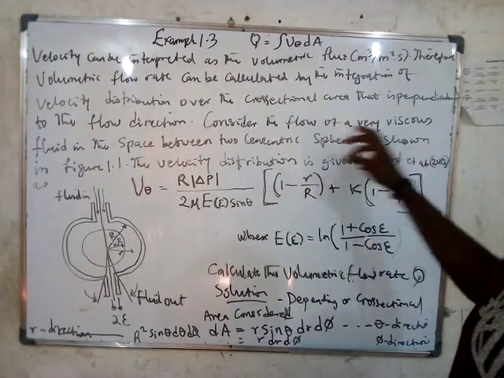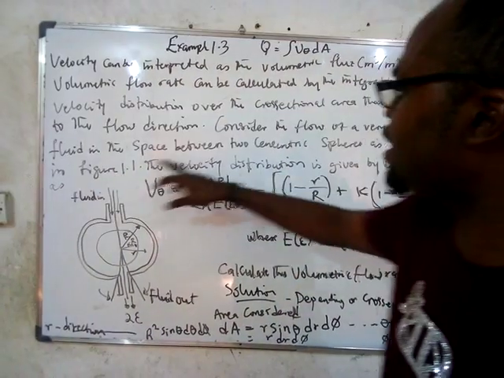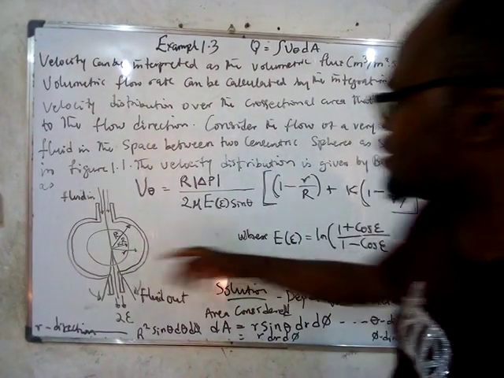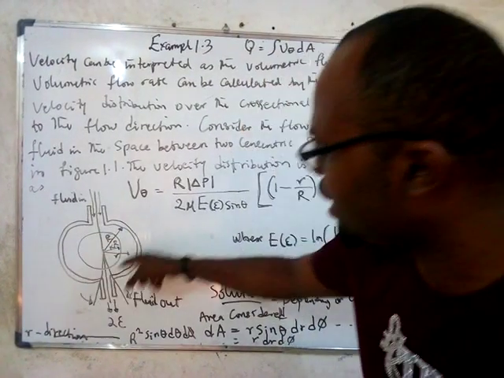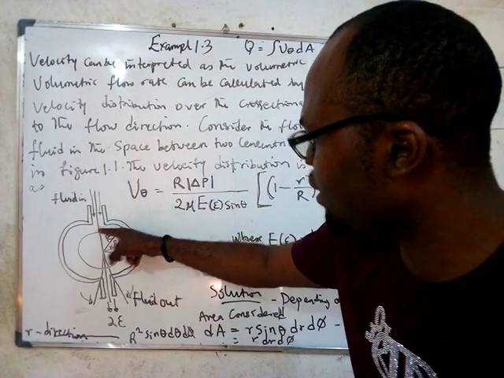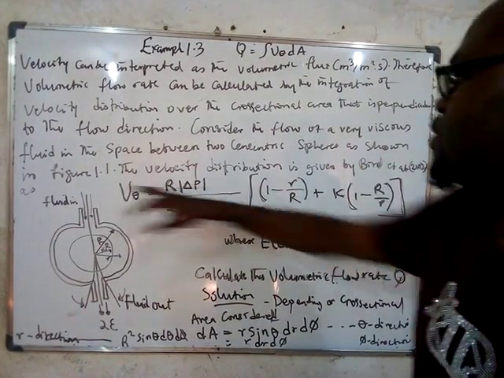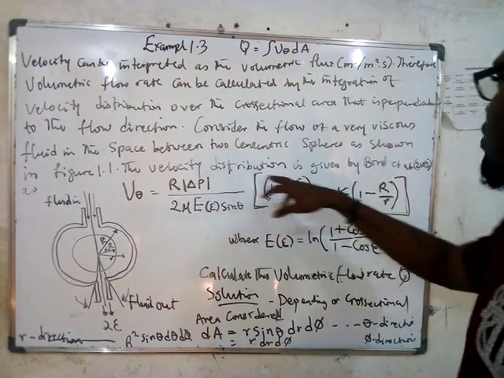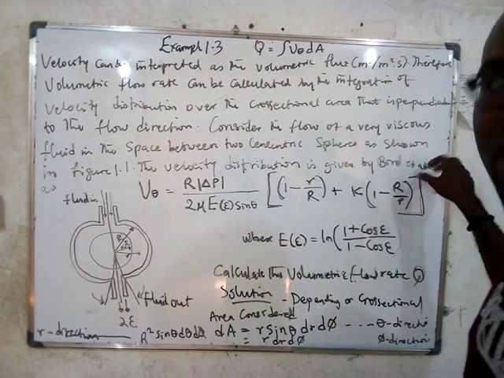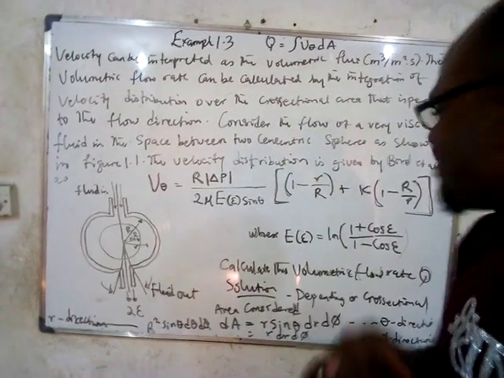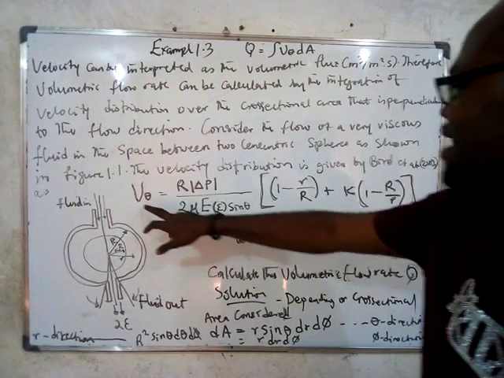So consider the flow of a viscous fluid in the space between two concentric spheres. The fluid enters through here, moves here, and comes out here. As shown in the figure, the velocity distribution is given by Bird et al. It's somebody that actually gave this expression.